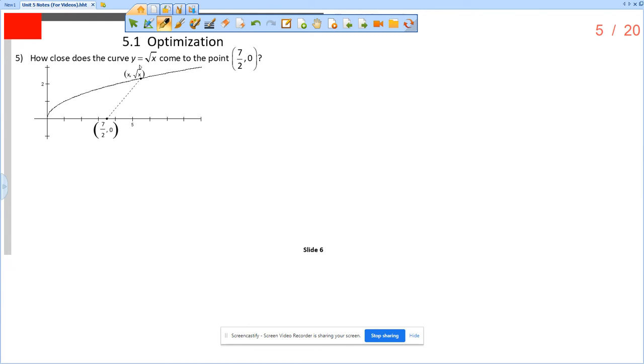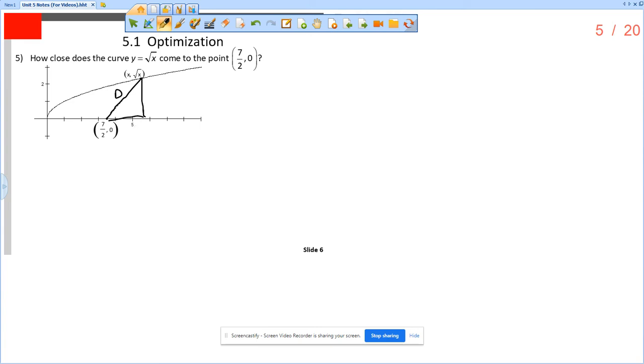How close does the curve y equals root x come to the point 7 halves comma 0? So how close? So in other words, we're saying what is the closest? So let's call this d, okay, for distance. So what is the closest this distance is? All right, so I want to use the distance formula. So we think about distance formula, really just the Pythagorean theorem.